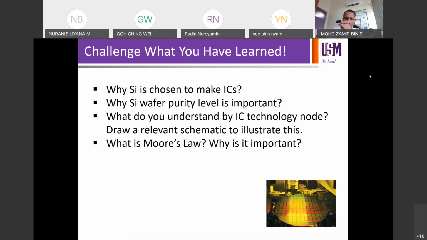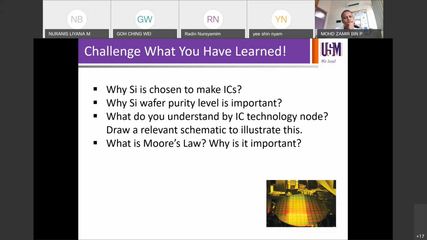Fazira, okay. Why silicon? Because silicon is a stable element. Okay, what else? What are the reasons for silicon? Kenapa guna silicon? Abundance, yes, abundance, good. What else? Why silicon? Cheap, yes. When it's abundant, it's cheap in comparison to others. Apa lagi?